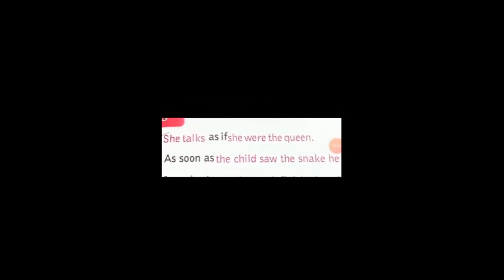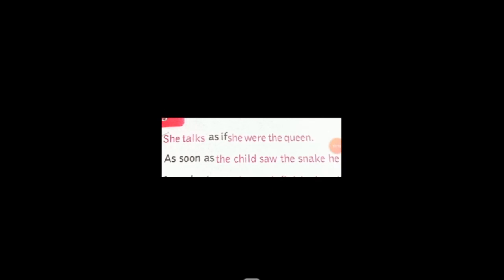Now the sentence example is, she talks as if she were the queen. So as if is itself, what is it? It is a phrase. As if is a phrase, and this is the compound conjunction which you have used between the two sentences: she talks, she were the queen. She talks as if she were the queen.